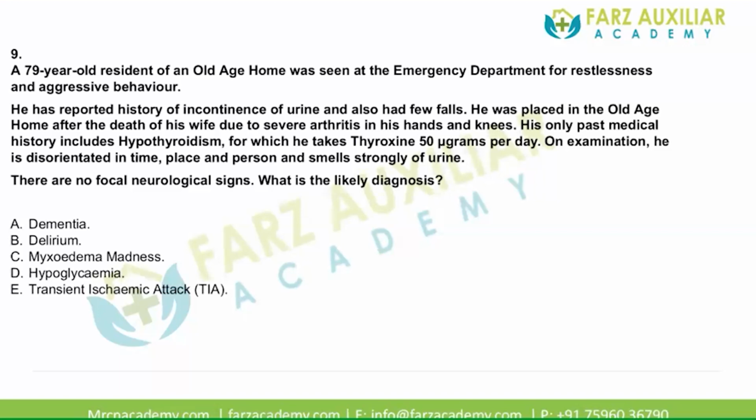Dementia. Why do you say so, doctor? Restlessness, aggressive behavior and history of incontinence may also be present in dementia. It could be delirium as well. Strong smell of urine could be UTI. And also disoriented in time, place, and person. Okay. Anyone else want to offer anything? Delirium secondary to UTI. Okay.